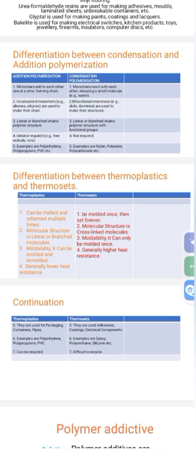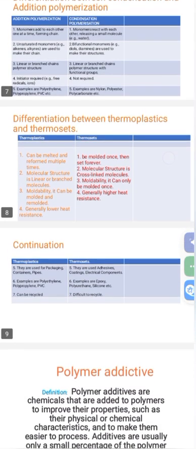There are many nylons. Then we have polyesters, polycarbonates, etc. So these fall under chain polymerization and condensation polymerization. Then let's look at the difference between thermoplastic and thermoset. Thermoplastics can be melted and reformed multiple times. That is thermoplastic for you.